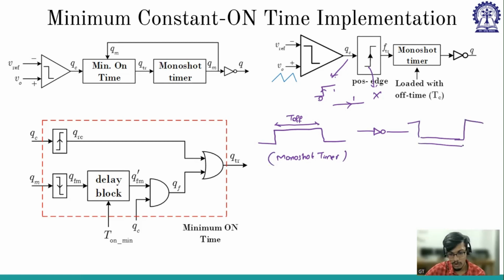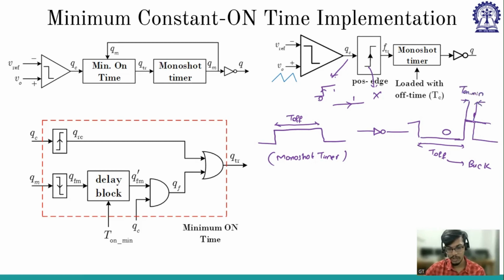This is constant off time. This is actually going to the buck converter. So this is 0 and this is 1. What we want is, whenever QC is already 1, we don't want the switch to be turned on for infinite time. We want it to be turned on for some time, and then turned off. Whatever this time period is, this is what we call T on minimum. So this is the minimum on time.